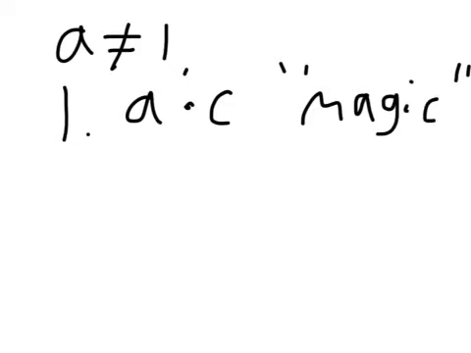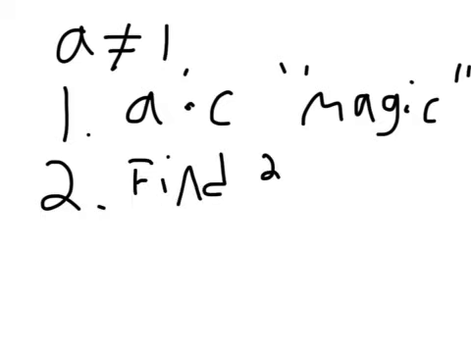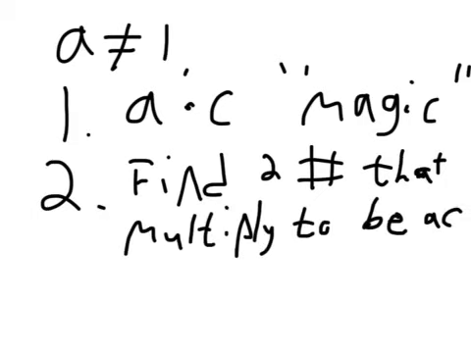So to recap what we did, when a does not equal 1, we have to first multiply a times c, and we can call this our magic number. Can I spell magic? Yes. Okay. 2, the next thing that we do is we find two numbers that multiply to be that magic number, that a times c.